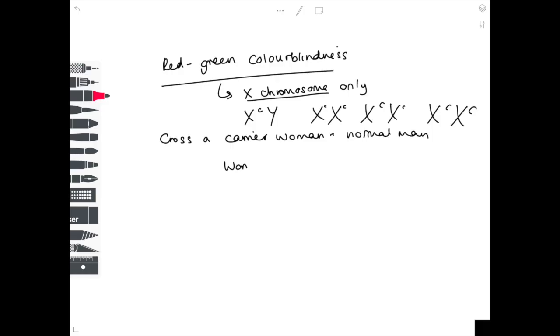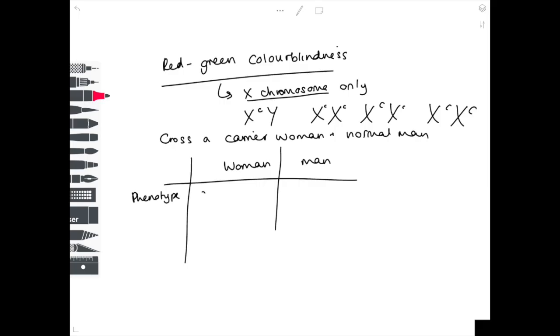So using our normal way of writing out our crosses, we've got a woman and a man. The phenotype, first of all, well, we know the woman is a carrier, the man is normal. The genotype, as you look at my crosses up here, she needs to have a small c and a big C in order to be a carrier. And he's normal, which means he must have a big C attached to the X. And remember, the Y chromosome doesn't carry any genes for colour blindness, so we leave that as it is.